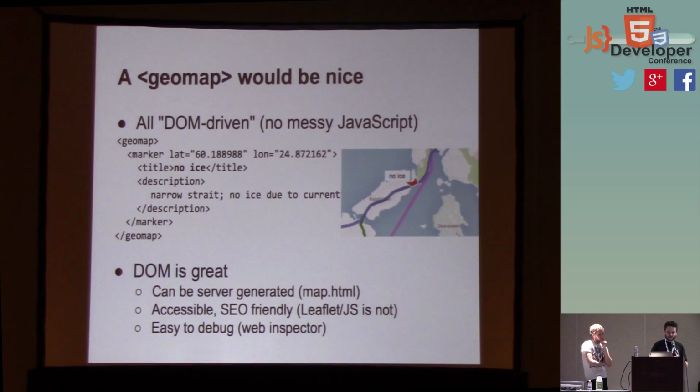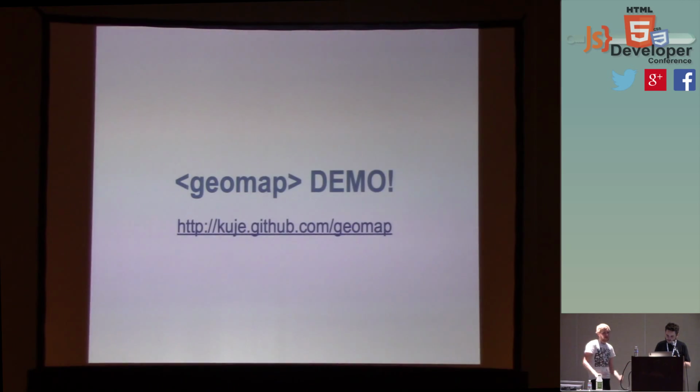So the DOM is just great for that because of accessibility, and it's SEO friendly, which Leaflet or JavaScript is not. And it's super easy to debug with just Web Inspector. Try debugging some of the Leaflet messiness. It's hard. And it can be server generated. So you could just generate the whole map with markers on the server side and then push that to the web browser. And that is just awesome. Yeah, DOM is super great.